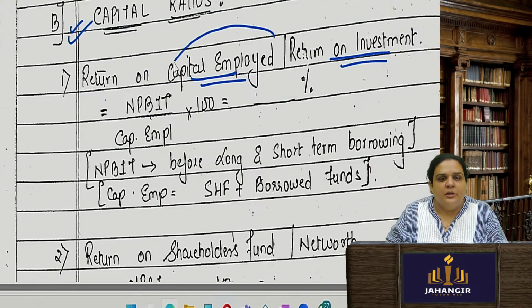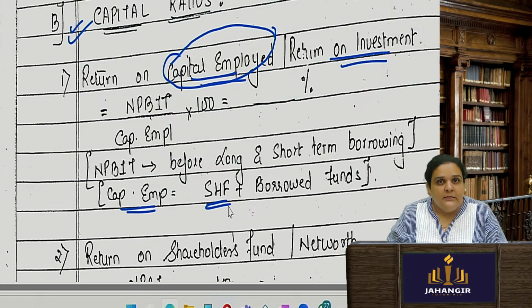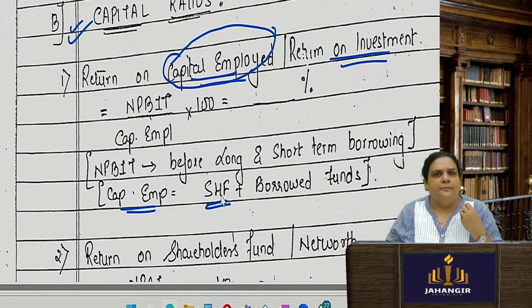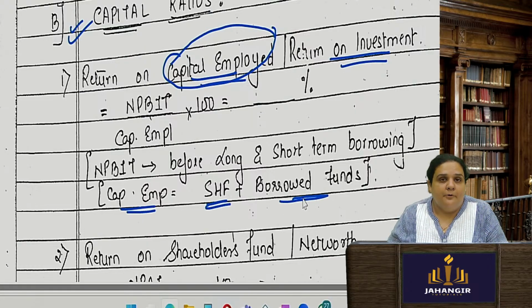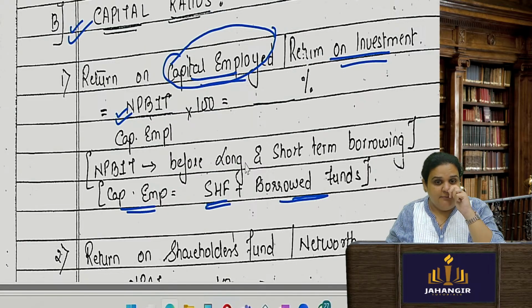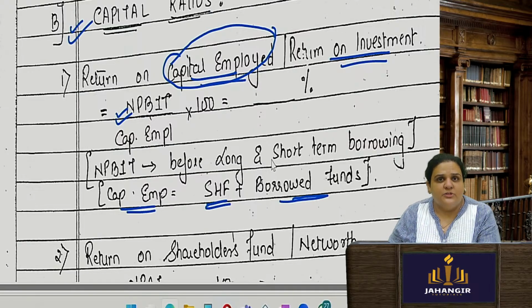What is the actual amount of capital which you are using to run the business? Your capital employed is nothing but your shareholders' funds, which is your equity share capital, preference share capital, your reserves and surplus, everything belonging to your shareholders, plus any kind of borrowed funds. That ratio you can find only with the help of NPBIT, net profit before interest and tax. Which interest? Before long term and short term borrowing interest which we have.